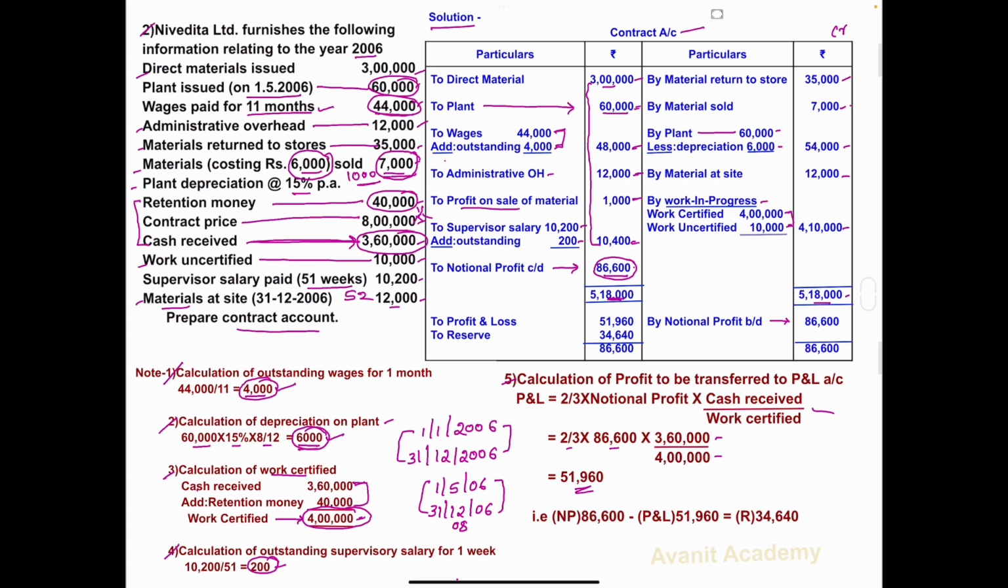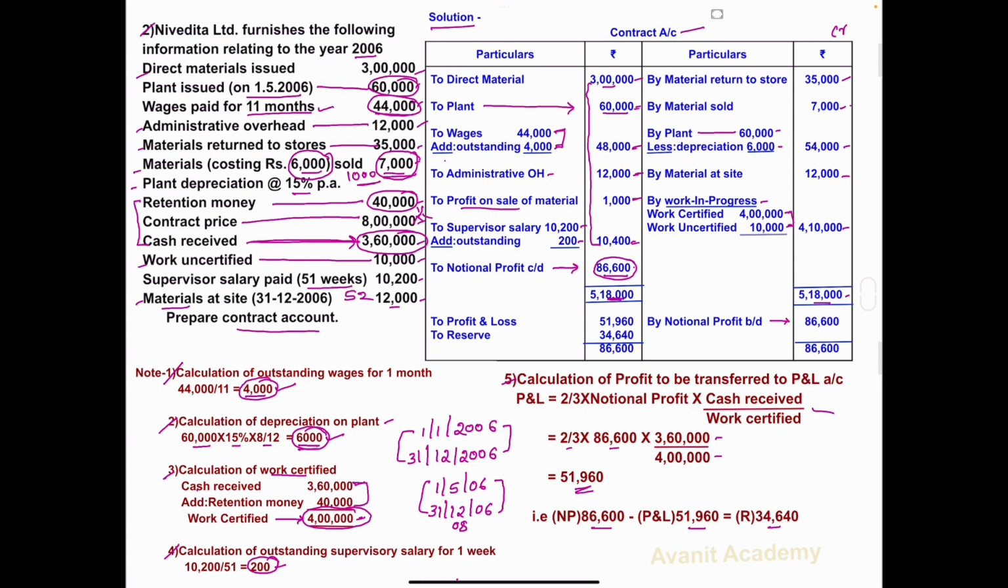That is, notional profit is how much? 86,600. From that minus the amount transferred to profit and loss account, that is 51,960. So from 86,600 minus 51,960, you will get 34,640. This amount is transferred to reserve.